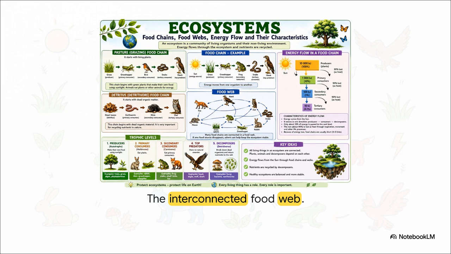Think about a fox. Sure, it might eat a rabbit, but it might also snack on a mouse. An owl doesn't just eat moles, it's hunting mice too. It's a massive, tangled network of survival where everyone relies on multiple sources for energy.